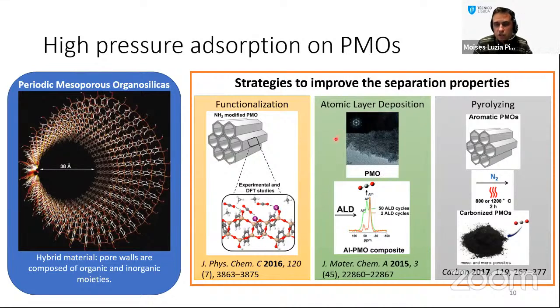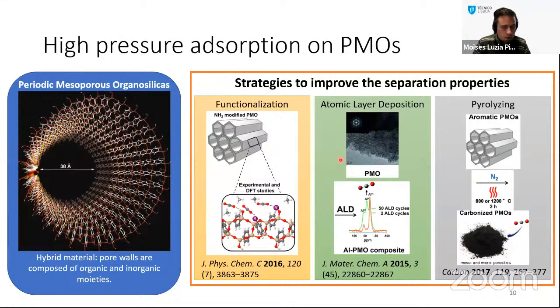In another approach, conceptually different, we used initially PMOs without any modification, so pristine PMOs, and after the deposition of aluminum oxide at the surface with atomic layer deposition, we can obtain these composites, and this can also change the properties. Another approach is to pick up the pristine PMOs and make a treatment at high temperature, so pyrolyzing them, and obtain materials that are different from the previous ones.